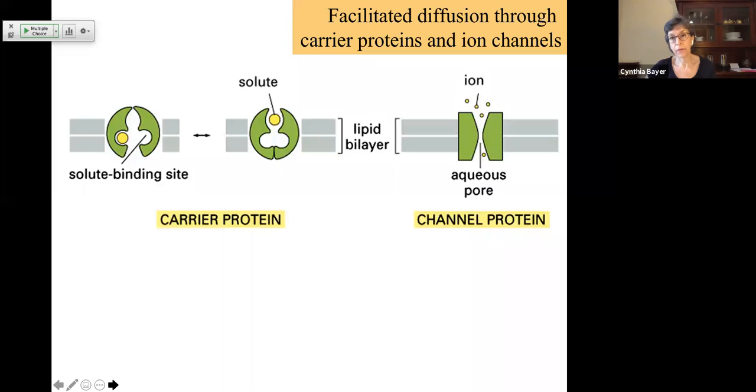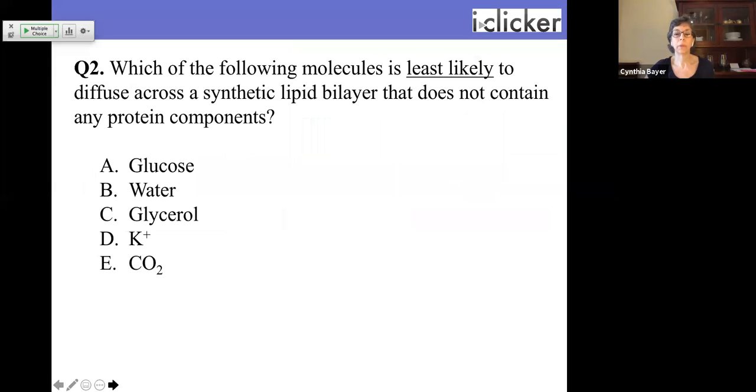We compare that type of passive transport to active transport. But let's think for just a minute. If we're looking at these different types of solutes, which of these would be least likely to cross a synthetic lipid bilayer? A synthetic layer of lipids in which we do not have any protein components. We don't have any transport proteins.